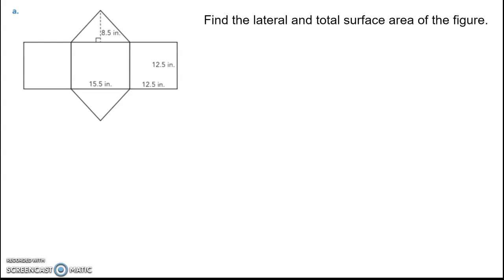Okay. Now we have a net, and it says find the lateral and total surface area of the figure. So this is new vocabulary. Lateral surface area is everything except for the bases. So lateral is without the base or bases. Total is all of it. So that's with the bases. So we need to find both here.